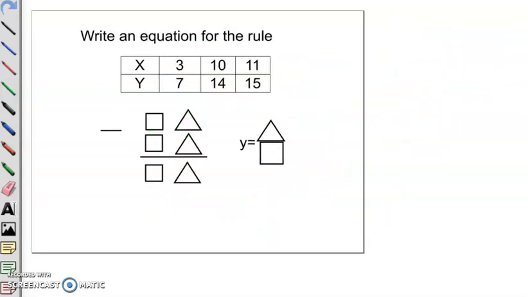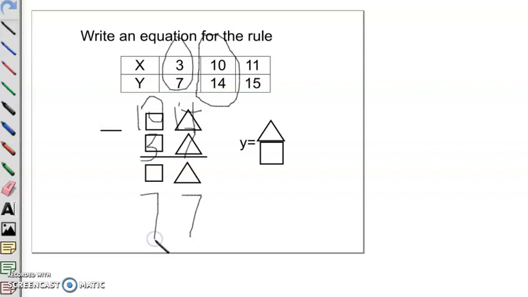All right, one more. Let's try this last one here. So I'm going to start with the second point of 10, 14. 10 goes in the box, 14 goes in the triangle. Then I'm going to do 3 and 7. So 14 minus 7 is 7. And I'm trying to read my own writing. 10 minus 3 is 7. Oh, interesting. All right, 7, 8, 9, 10.